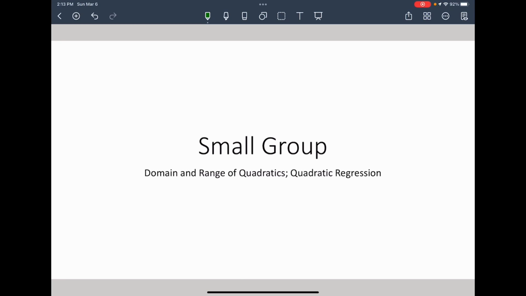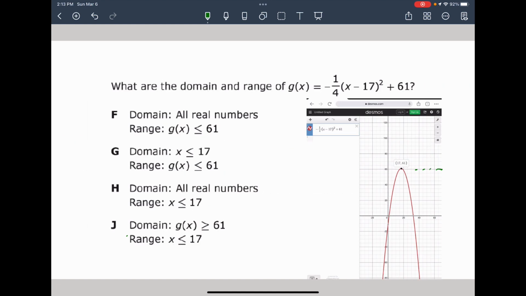So since we don't have small group this week, in this video, I'm going to go over the problems that we normally would have discussed in small group. So this one asks us, what are the domain and range of g of x equals negative 1/4 (x minus 17) squared plus 61? So a good place to start is to graph this equation on your calculator.